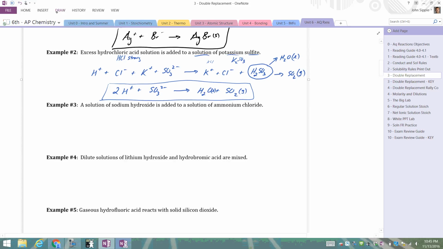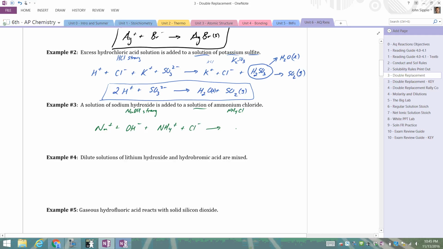Okay, so we have a solution of sodium hydroxide, NaOH. That's one of our strong bases, so we know that breaks up into its ions in solution: Na plus and OH minus. And it goes into a solution of ammonium chloride, NH4Cl. We know chlorides are always soluble, so it's a solution of ammonium chloride.